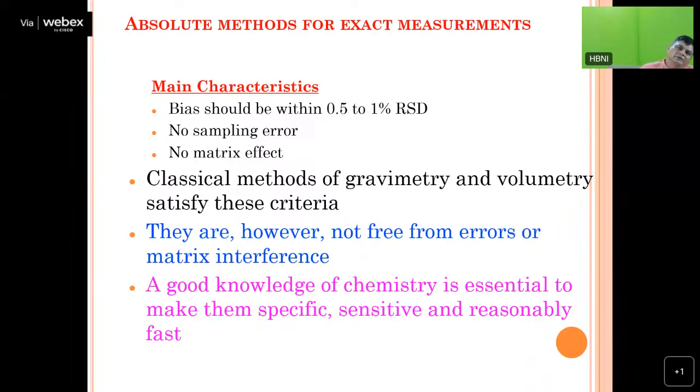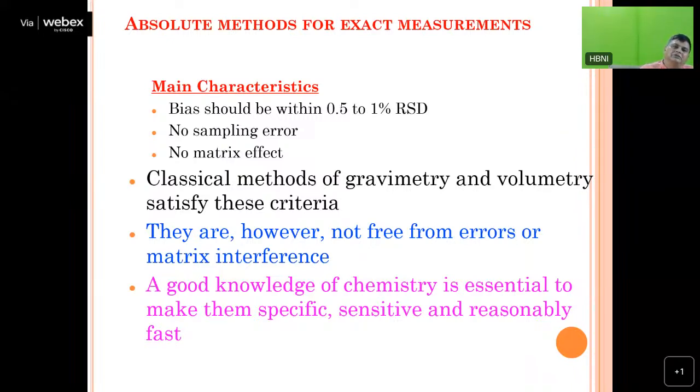And again, the sampling clearly indicates that there is a low sampling error and no matrix effects, and both the classical methods of gravimetry and volumetry satisfy this criterion. But again, they are not free from interference.